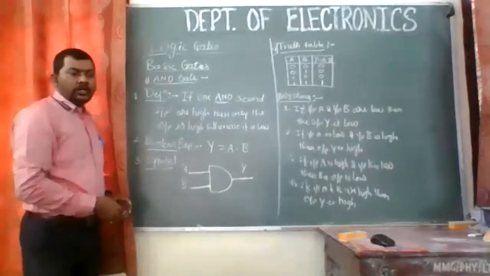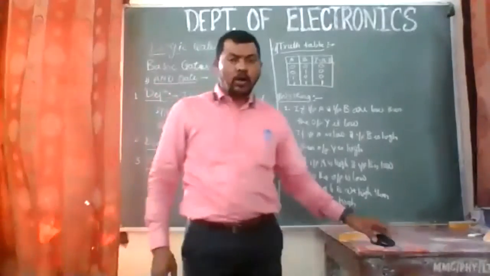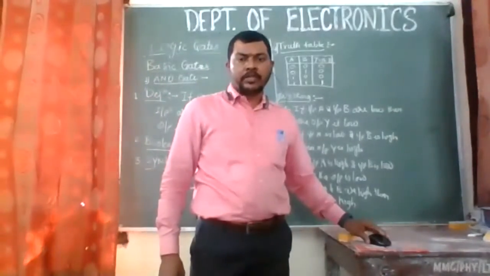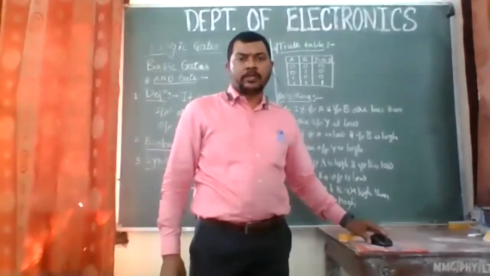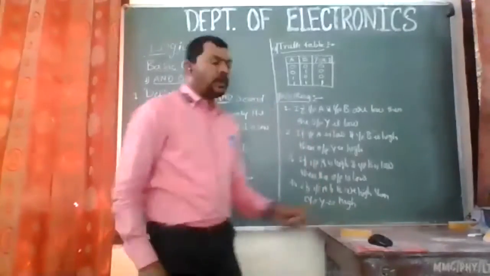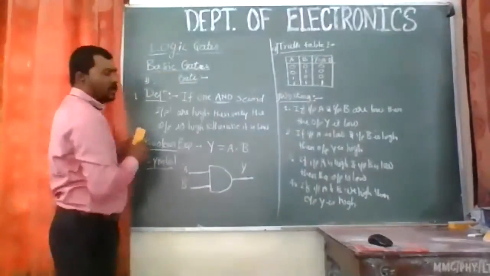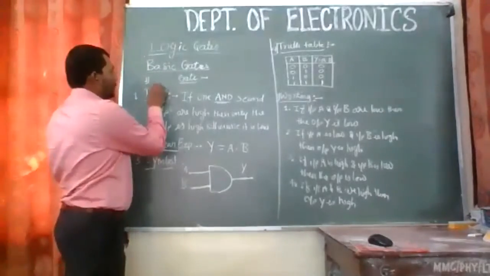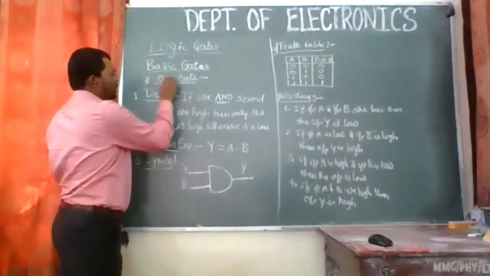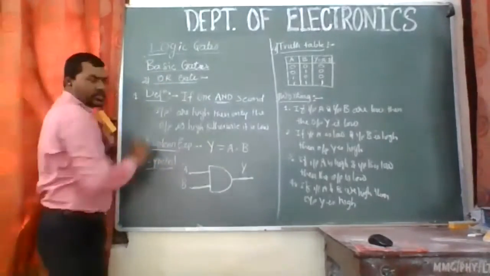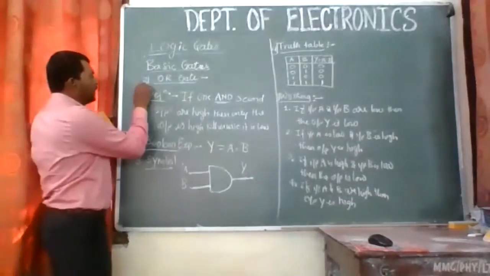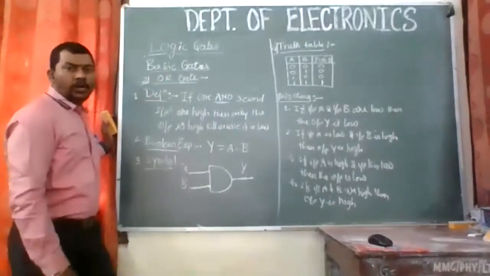We'll continue with the next gate, that is the OR gate, right? So let us start with that. Now the second gate coming in is the OR gate. So we are expecting you to write the definition itself. The second gate over here is the OR gate.